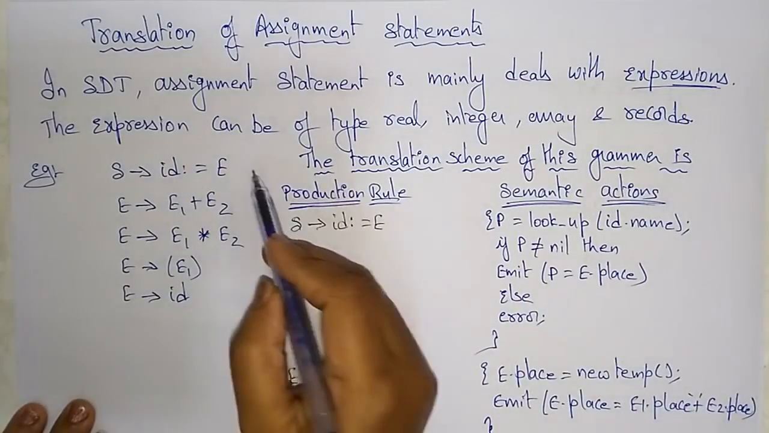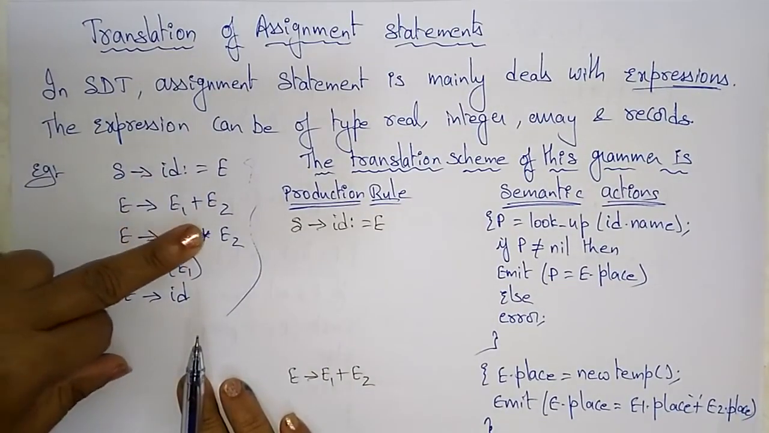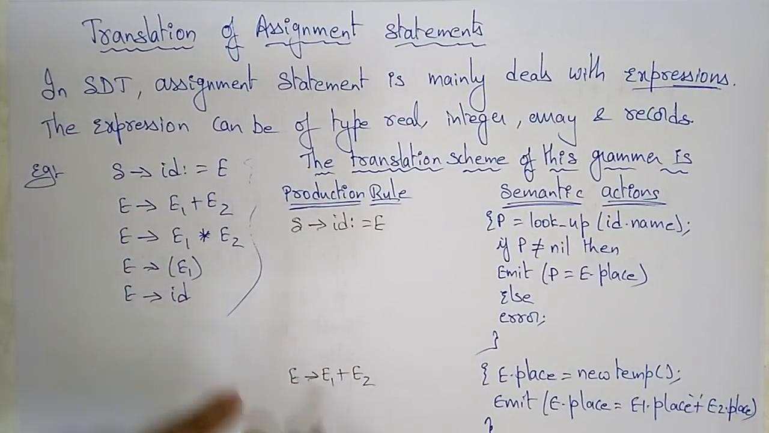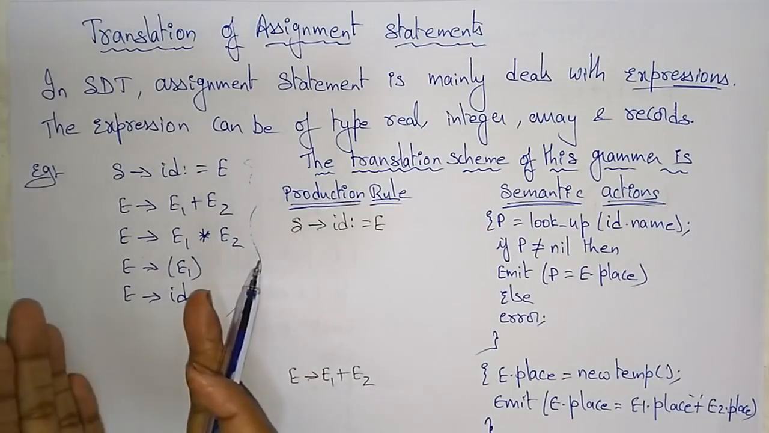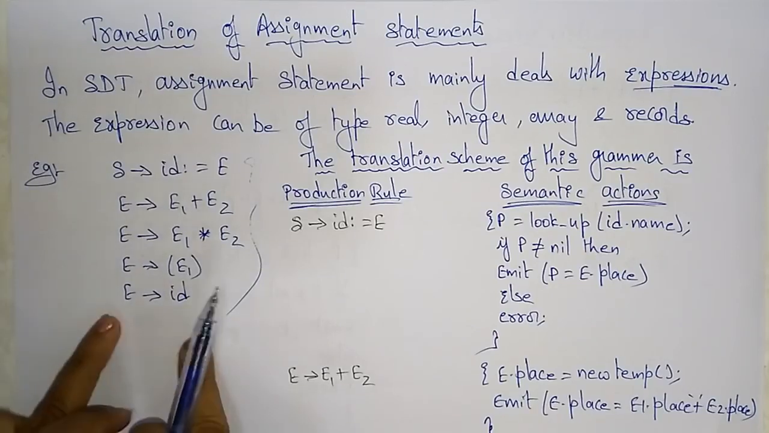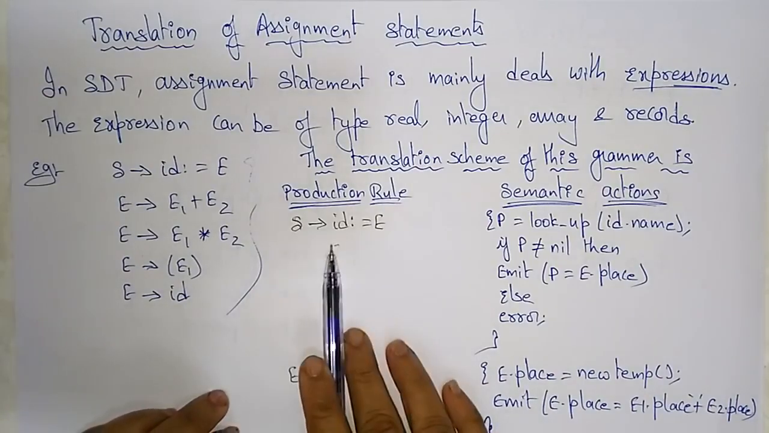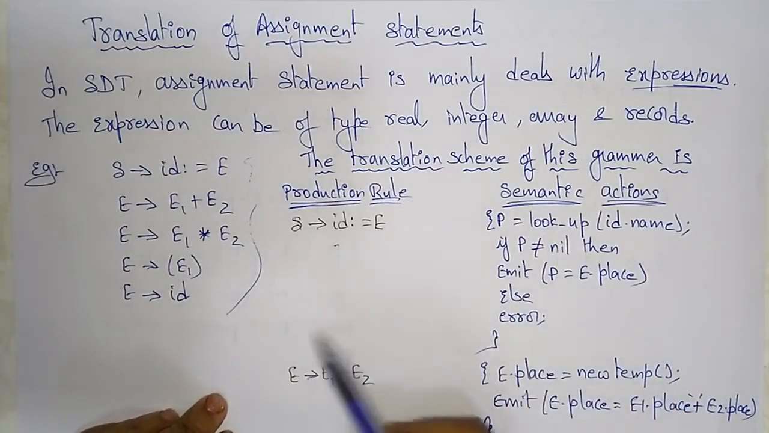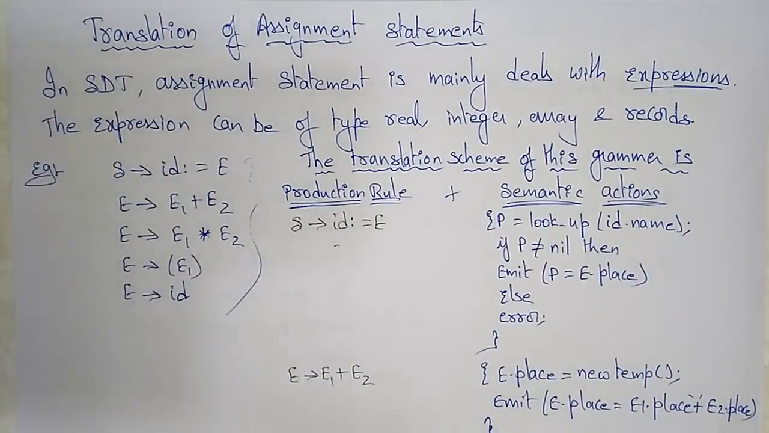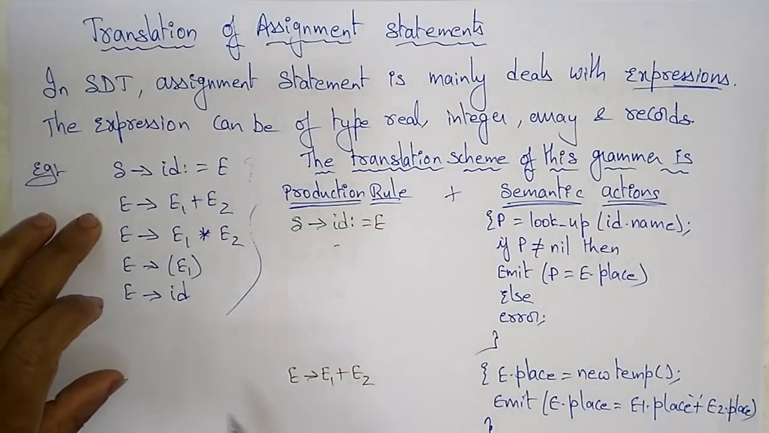Okay, so let's see the grammar. This is the grammar. S determines id is equal to E; E determines E1 plus E2, E determines E1 into E2, E determines (E1), and E determines id. So this is the grammar. For this grammar, we have to write the translation schema. The production rules and the semantic actions combined are called syntax directed translation, which we already know. So let's see how you are going to write the translation schema for this grammar.